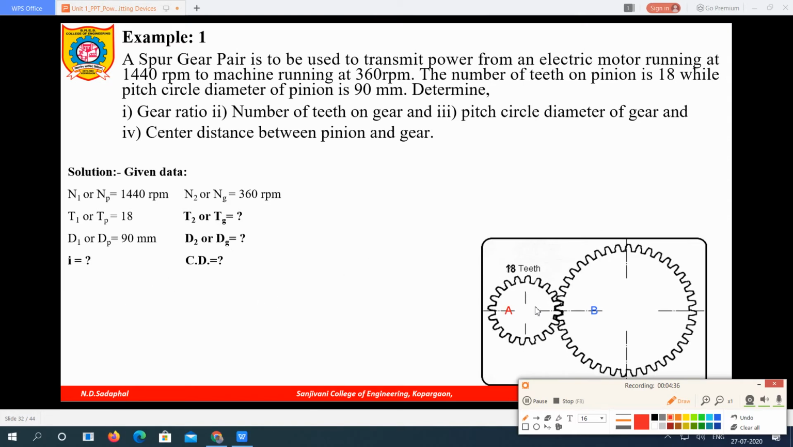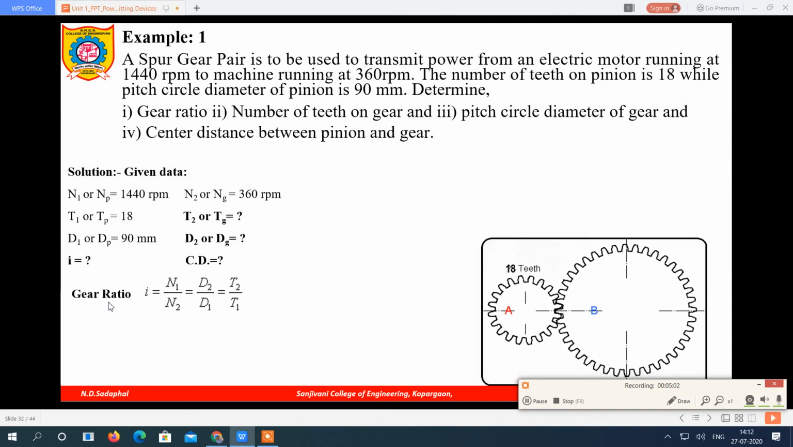This is the pinion, this is the gear. We have to find the center distance from this center to this center. What is the center distance between the pinion and gear? That we have to calculate. We'll see how to calculate it.